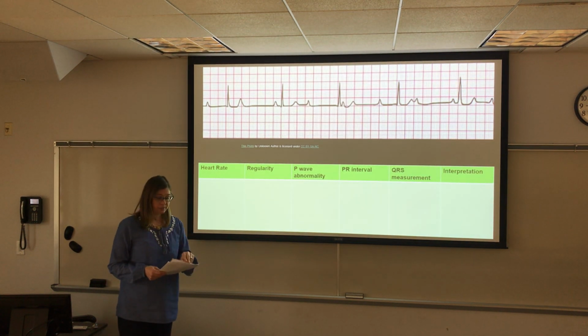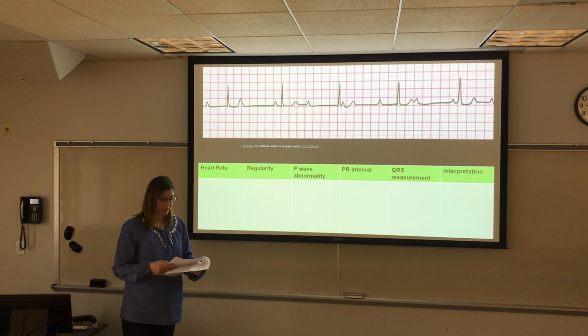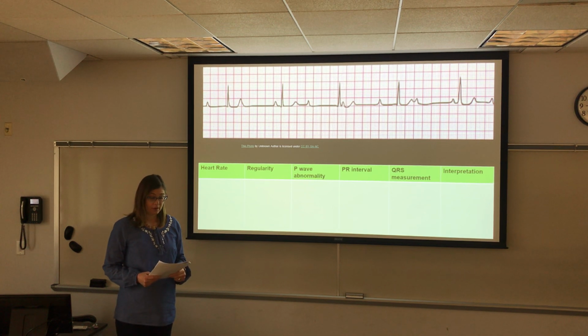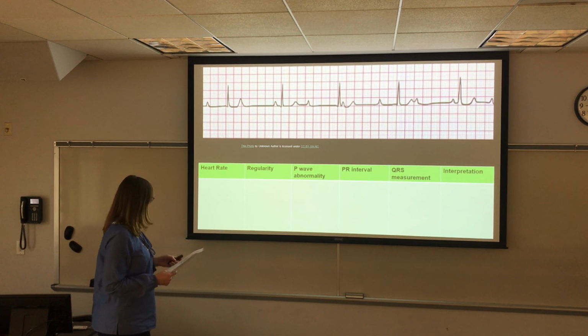So our next patient is Mrs. Erratic. She's 82 years old and has a history of ischemic heart disease. While caring for Mrs. Erratic, you observe that she's short of breath and hypotensive. Let's interpret her strip.